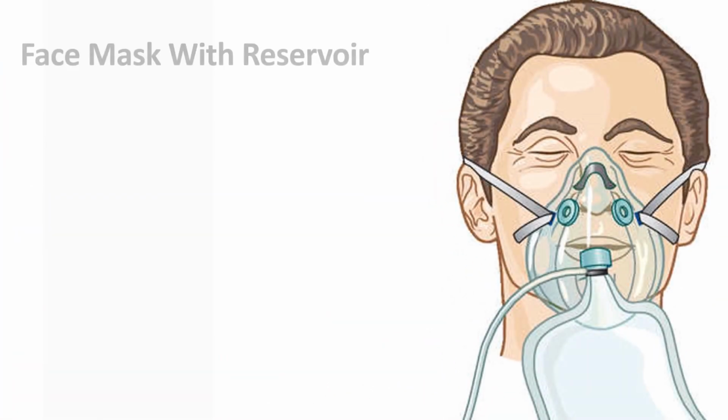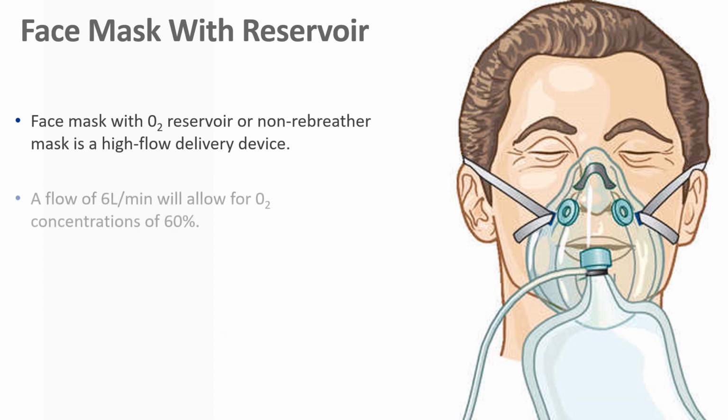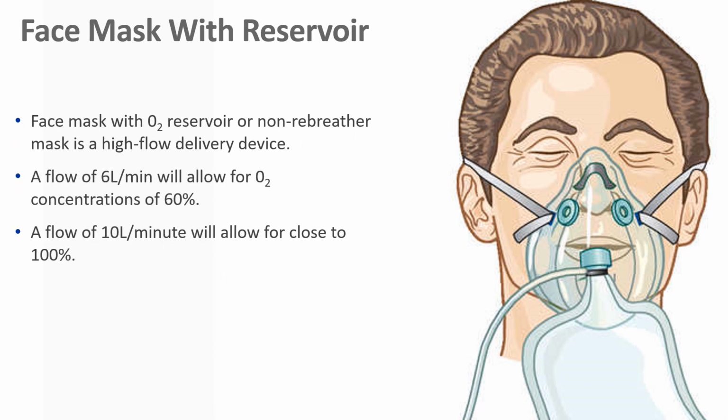All right, but let's add this. What are we going to add to the face mask to get 100%? A reservoir. Cool. So now we can get them up to 100%. 10 liters, 100%. And if you're having problems, that's where you want to go. Or if you've got somebody that's got sleep apnea, any of these things, you may want to go there.